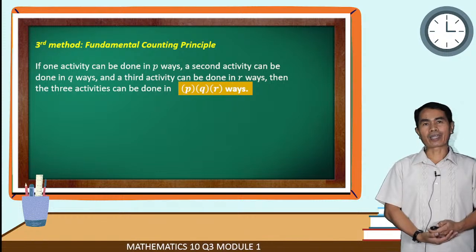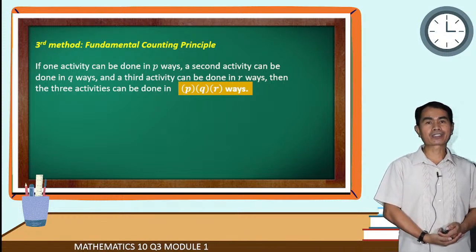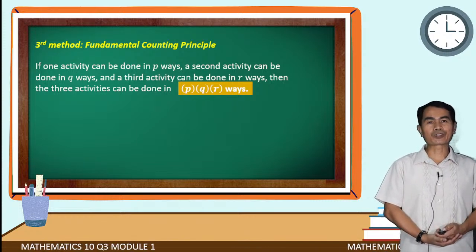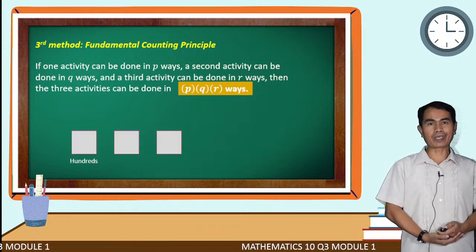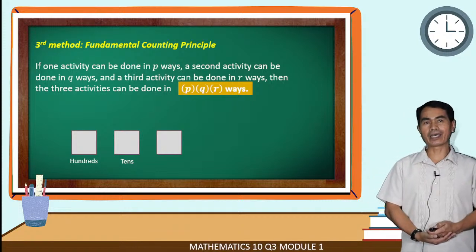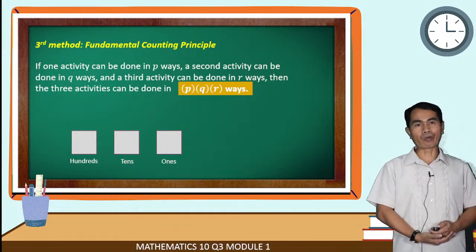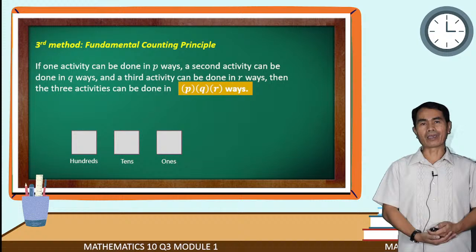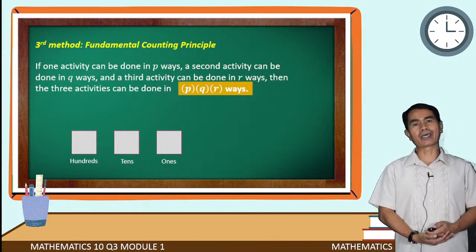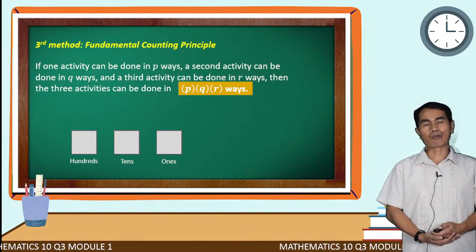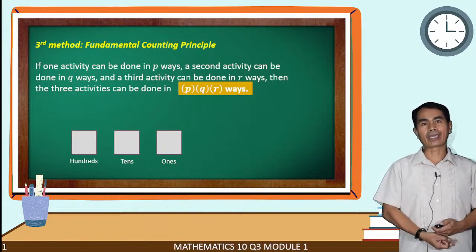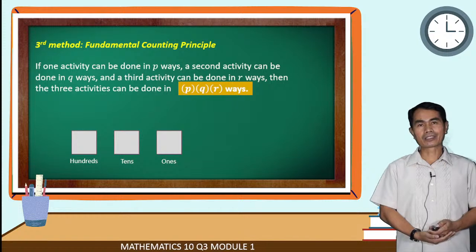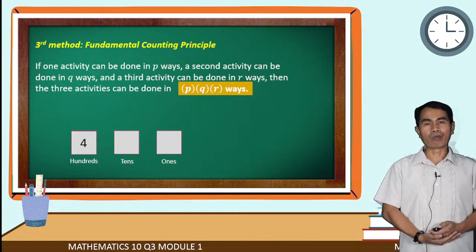Since we are required to form 3-digit numbers, we have 3 activities to be done. We are going to fill up the hundreds place, tens place, and the units place, or the ones place. How many options do we have for the hundreds place? We have 4 options. Either we use the digit 1, 5, 6, or 7. So, there are 4 options.